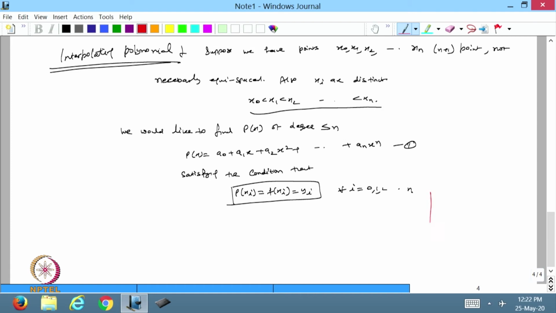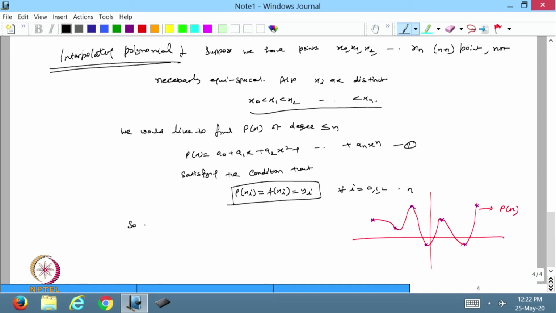So, like this one, some points are given to me. I am starting with this polynomial, like this one. This is my P(x), and these are the points that are given to me. It satisfies the condition that it is passing through all these points. Now, I need to find what my polynomial is.